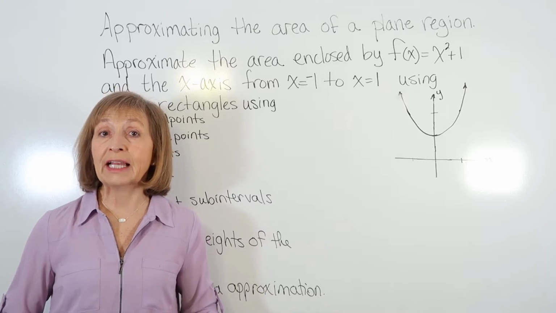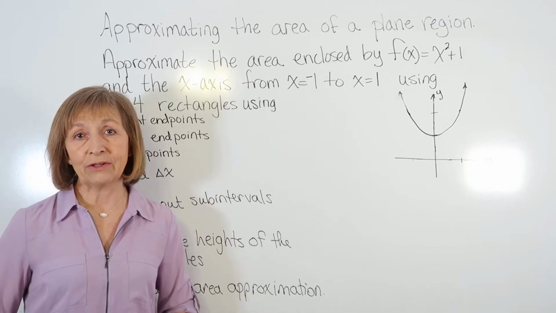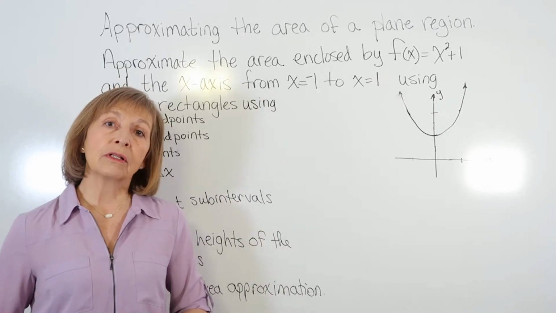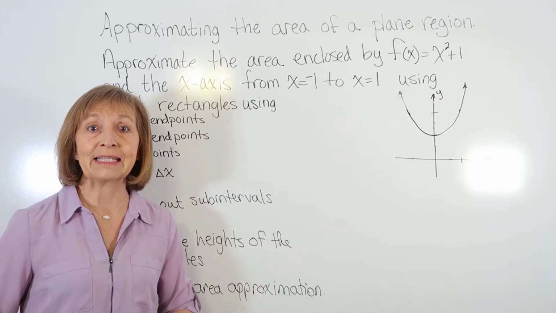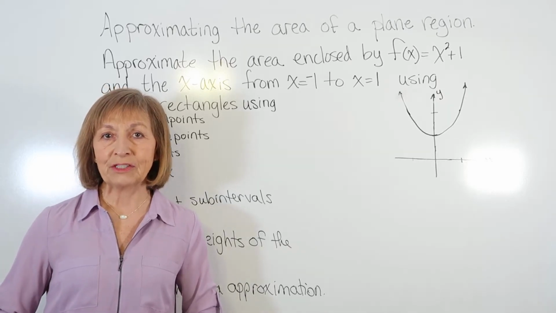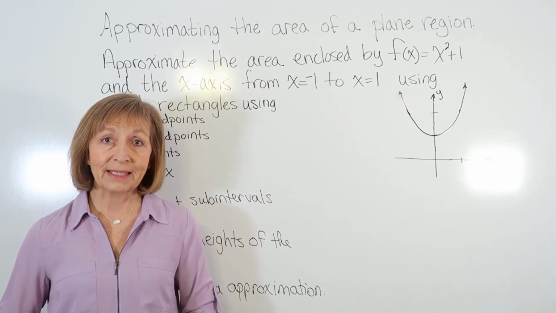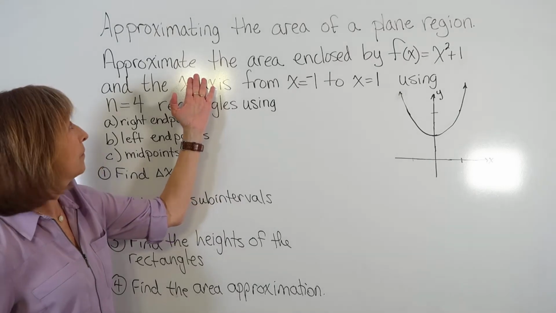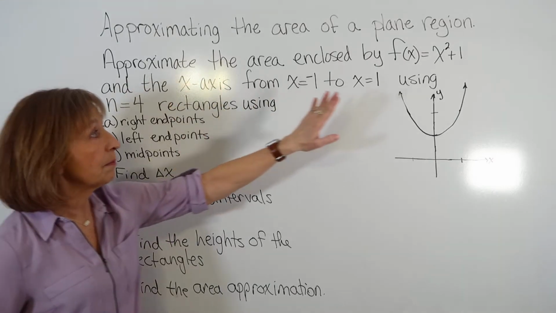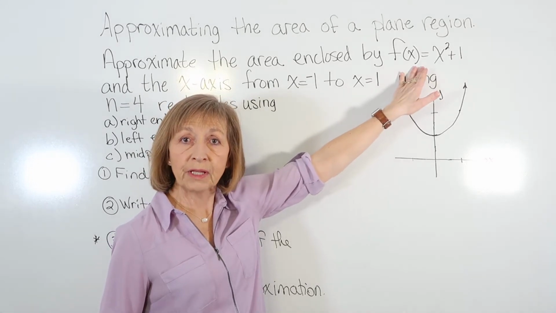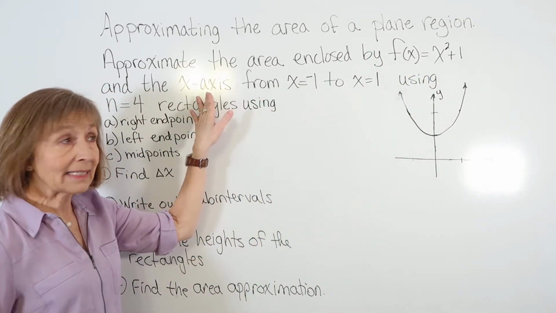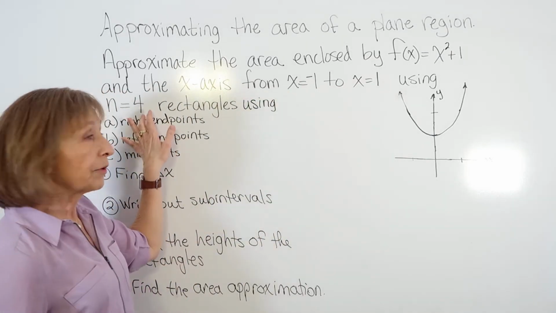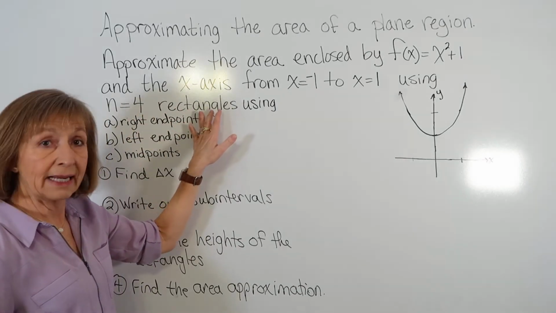In this video, we're going to look at how we can approximate the area of a plane region just using our geometry tools. And then we'll go on with other videos answering the exact area of a plane region using our topic of calculus. Now here, approximating the area of a plane region, we're going to do this by an example. So we want to approximate the area enclosed by the function f of x equals x squared plus 1 and the x-axis from x values -1 to +1, and we're going to use n equal 4 rectangles.